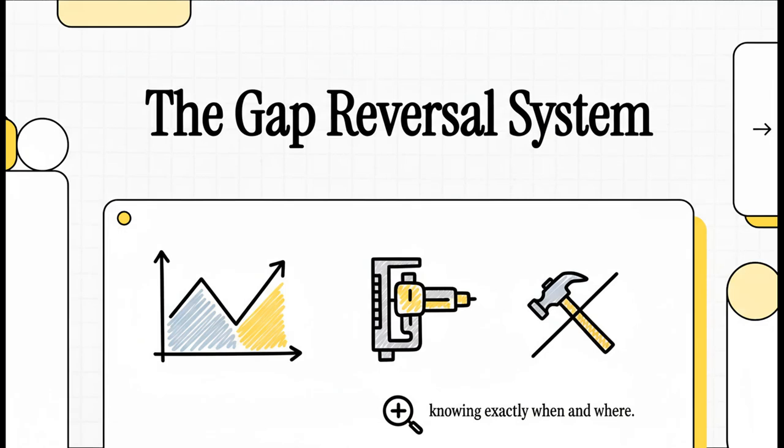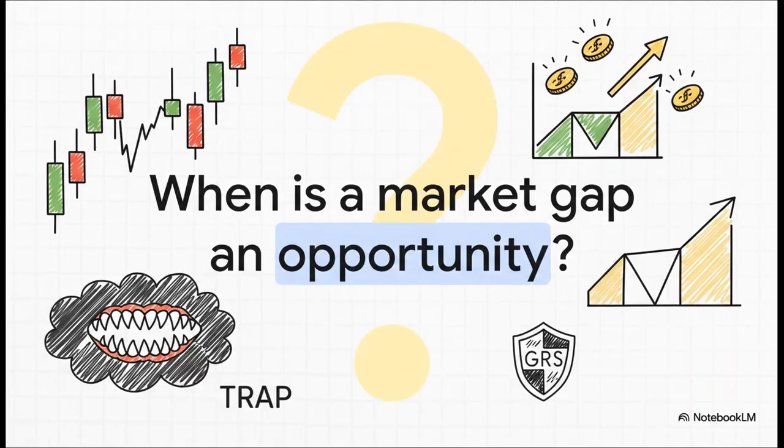Today we're diving into a very specific tool in a trader's arsenal, the gap reversal system. Now, you've got to think of this not as your everyday hammer, but more like a specialized precision instrument. And the real secret to using it effectively is knowing exactly when and when not to pull it out of the toolkit. That's what we're going to break down right now.